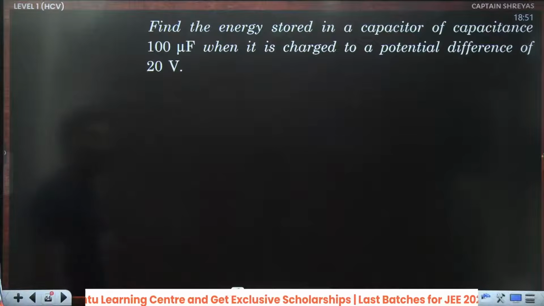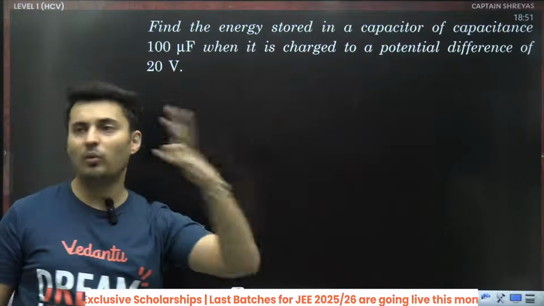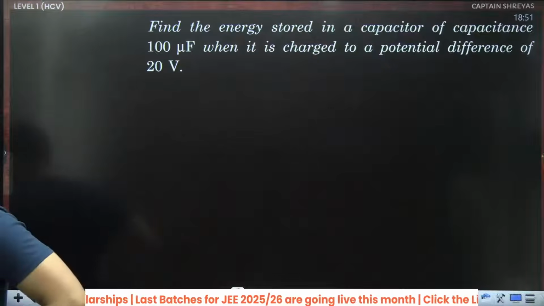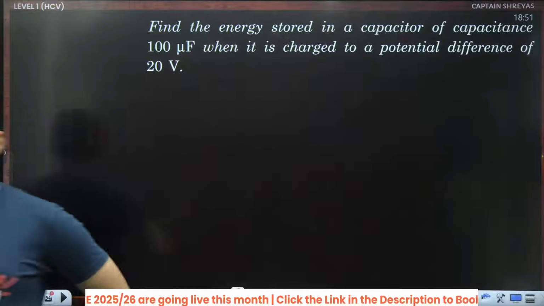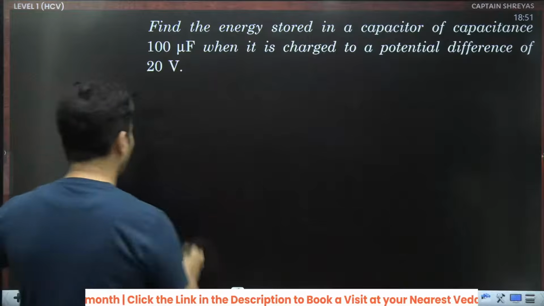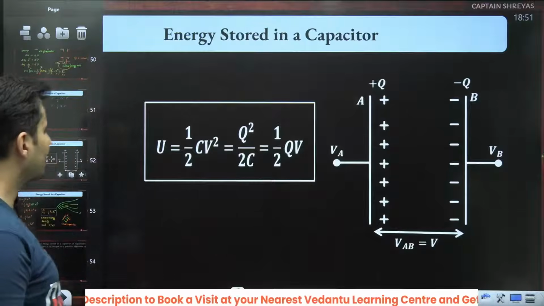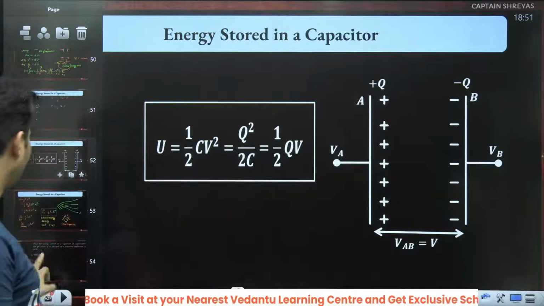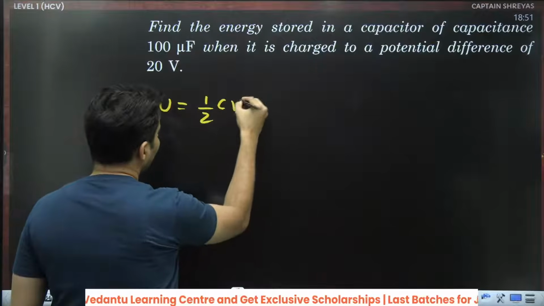Let's start with some questions. Find the energy stored in a capacitor of a capacitance this much when charged to a voltage of this much. Come on. How do you find this out? What is given? Capacitance is given, voltage is given. Which formula do I use? Out of all the three formulas I have, half CV square, Q square by 2C or QV. Well, capacitance and voltage, so half CV square.